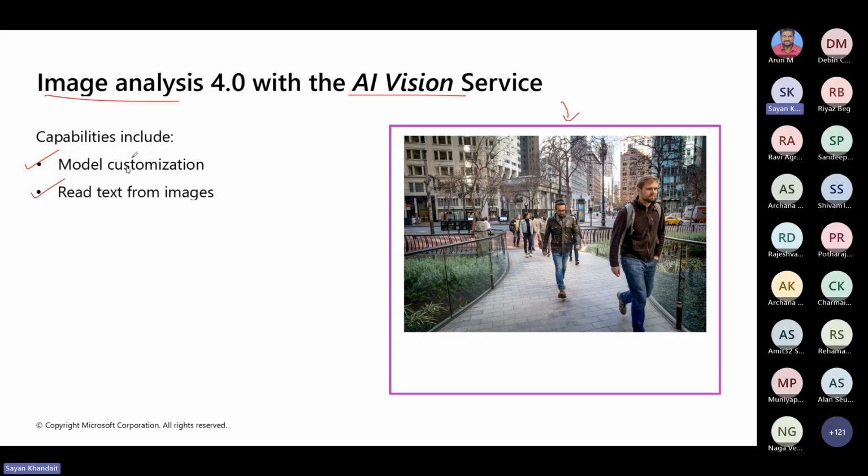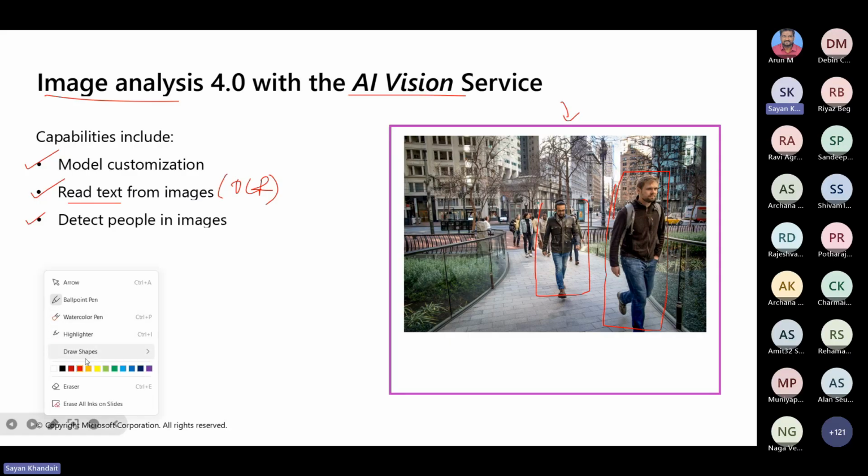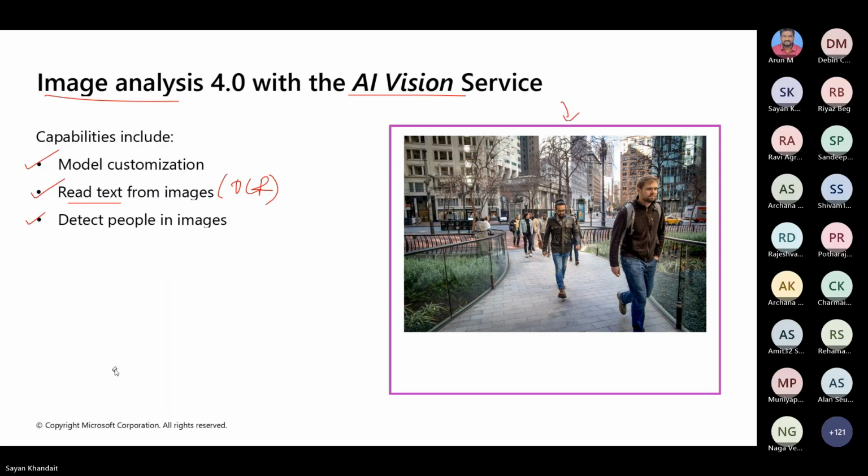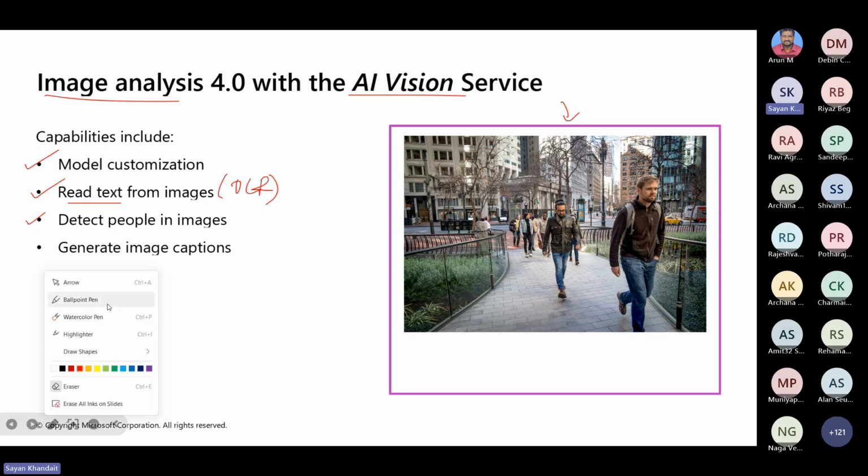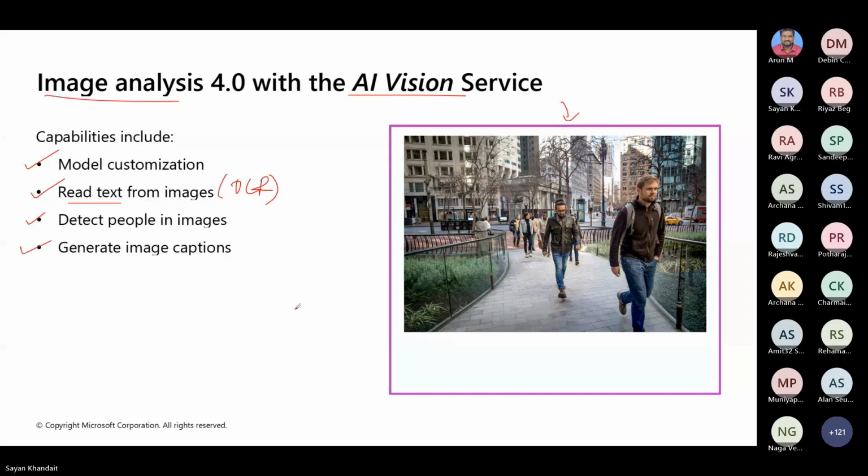You can read text from images, which is also called optical character recognition. If this image had contained any text, you could have copied the text from the image and pasted it on your system. You can detect different people who are present in the images, who will be simply highlighted in this particular way. And in some cases, even the gender as well as the age of the person might be predicted. Captions with images can be generated.